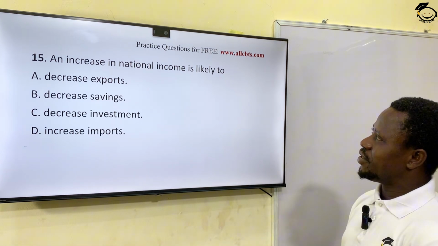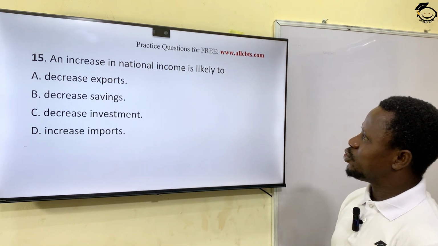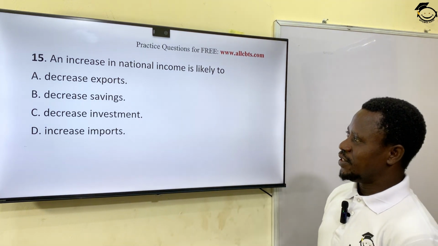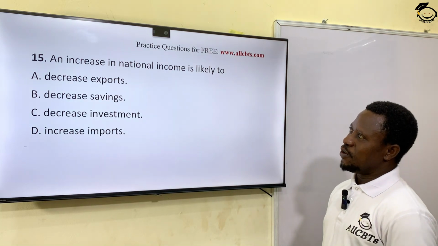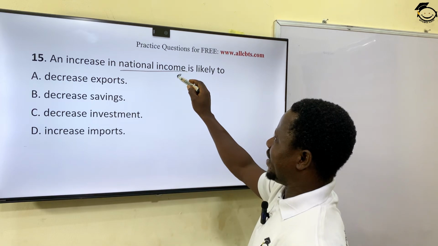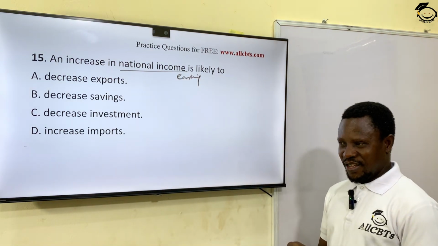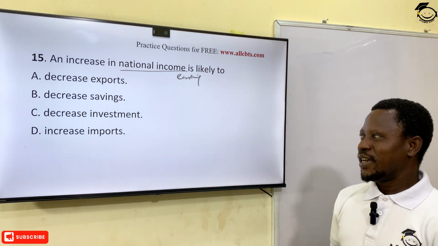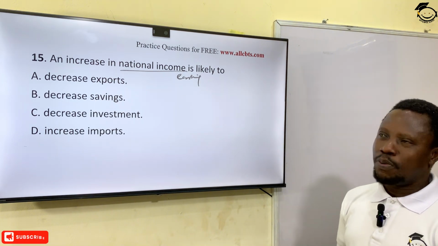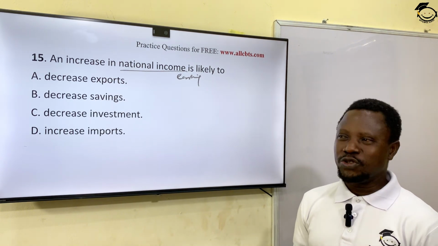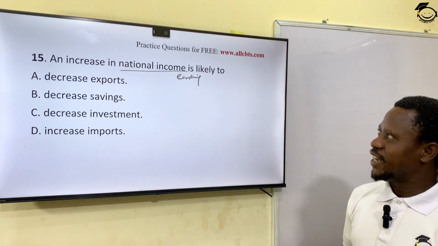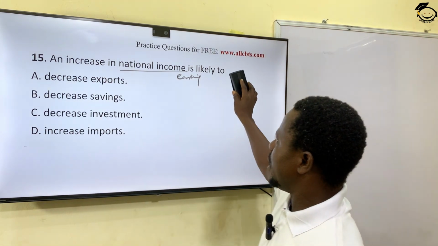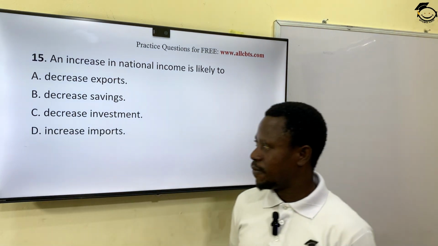An increase in national income is likely to: A, decrease exports; decrease savings; decrease investment; increase imports. Now, national income is what we are earning. When we earn more, there's a tendency for us to consume more, and in consuming more, it means we are going to import more, those goods that we are not able to produce. So the higher the national income, of course, there's a possibility for an increase in imports. So let me choose option D for this particular question. Let's see the next one.